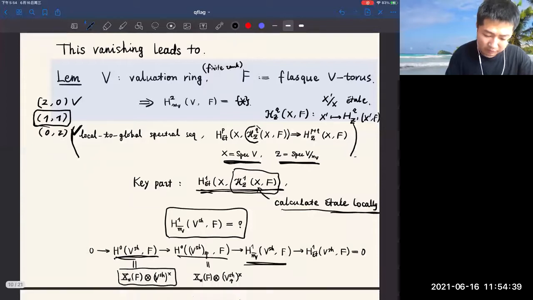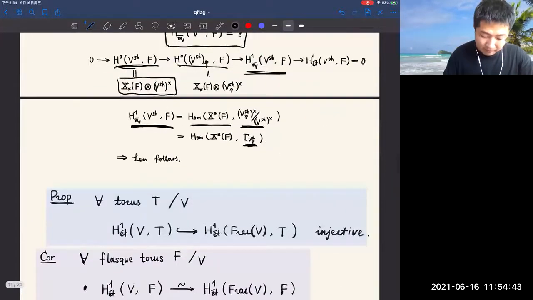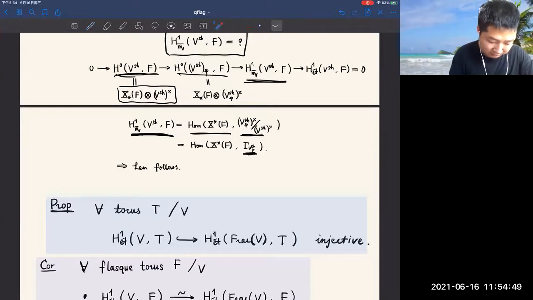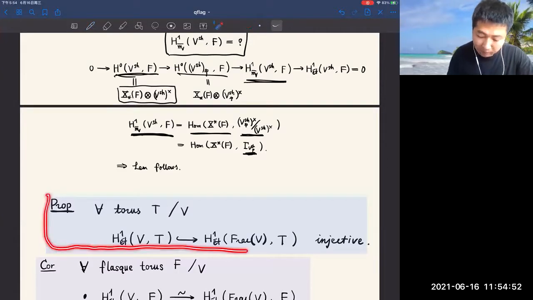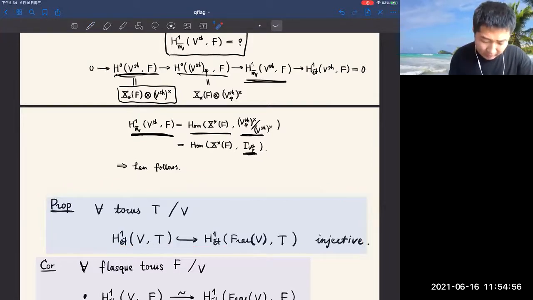So now we can prove the local cohomology is trivial by cutting off the closed point and induction. We can prove this proposition. This proposition is the case of tori. For every torus over a valuation ring, this map is injective.